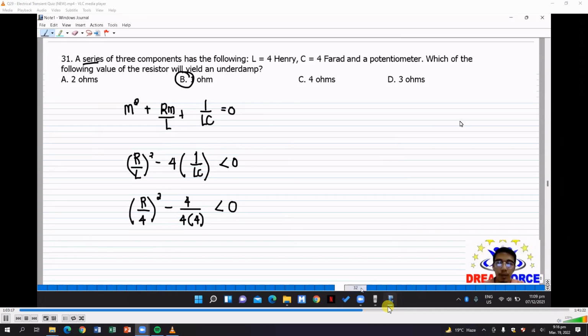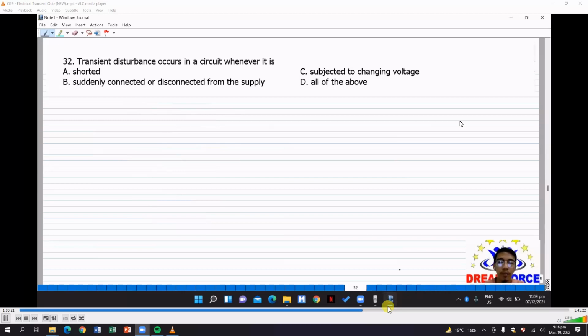Okay, next, number 32. So transient disturbance occurs in a circuit whenever it is shorted, suddenly connected or disconnected from the supply, subjected to changing voltage, or all of the above. Okay, this is all of the above. Lahat ng condition na yan nakaka-affect sa transient natin.